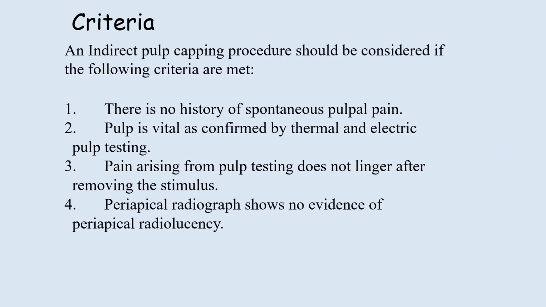Coming to criteria, that means which tooth can be considered for pulp capping. Now the tooth has a deep carious lesion, and after that lesion there is no history of spontaneous pulpal pain. Then the pulp is vital, as confirmed by thermal and electric pulp testing. And the pain arising from the pulp testing does not linger after removing the stimulus. Then periapical radiograph shows no evidence of periapical radiolucency. So this tooth can be considered for pulp capping procedure.